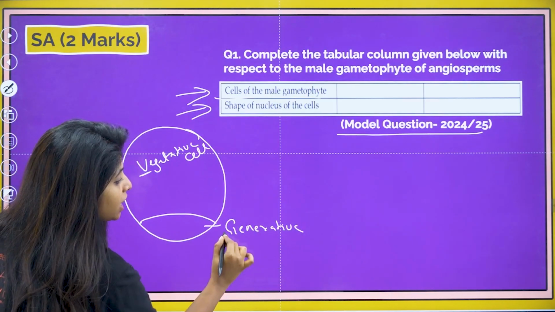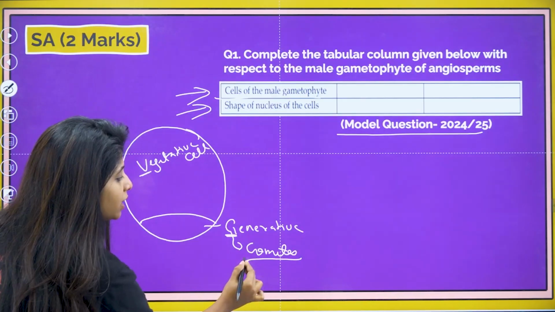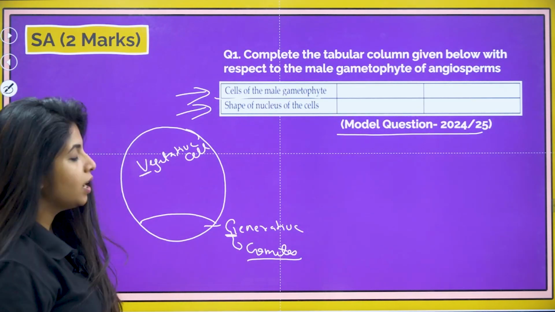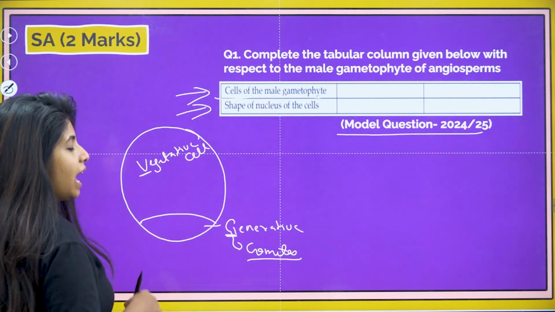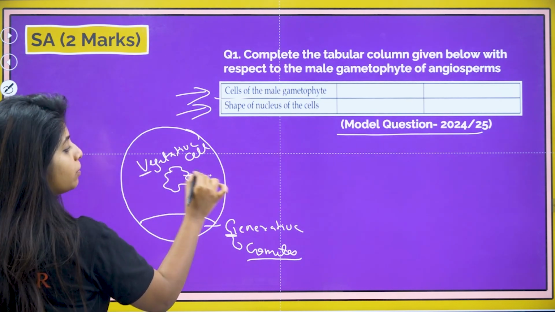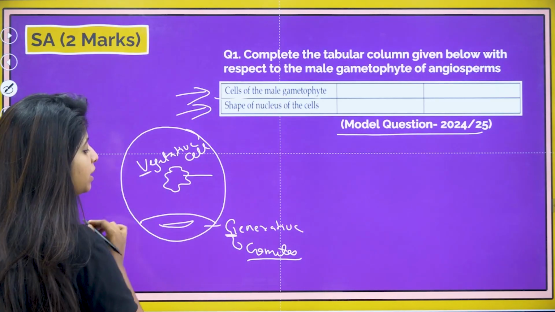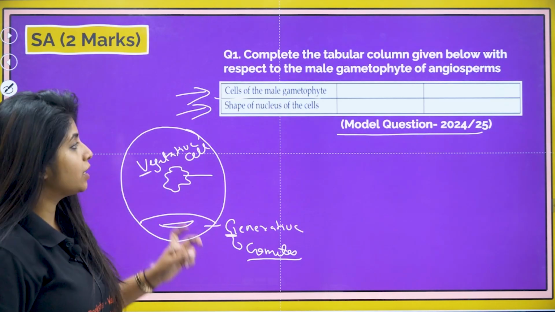And now this generative cell, how do I remember it? G for gametes. It is the one which is going to undergo mitotic division to give rise to gametes later on. Now both of them have their own nucleus also. The vegetative cell has an irregularly shaped nucleus, whereas the generative cell has an elongated, spindle shaped nucleus. So that is the question.